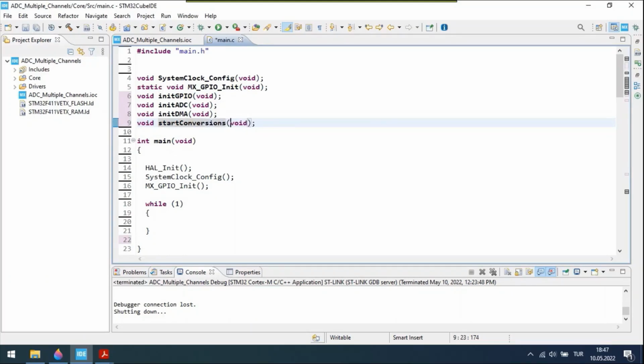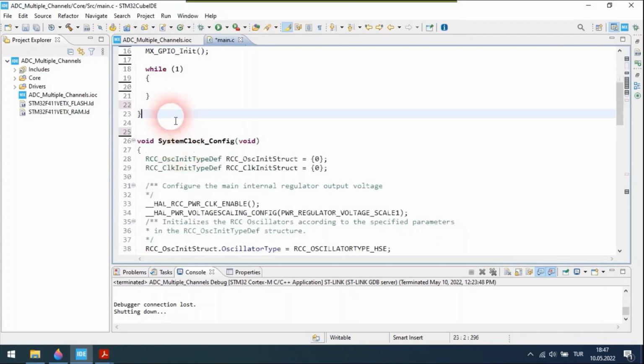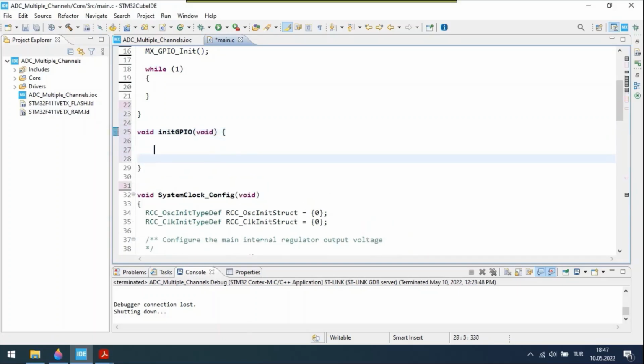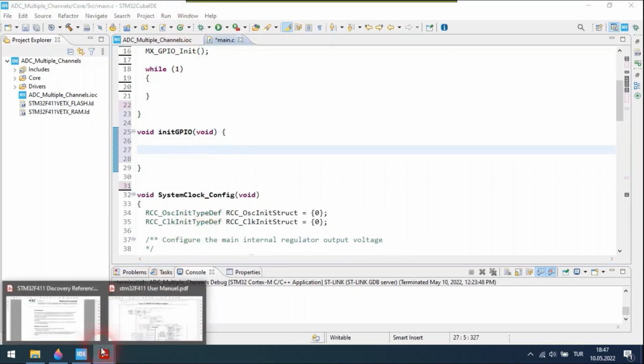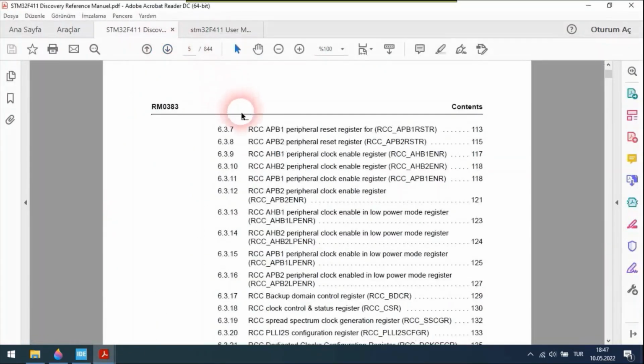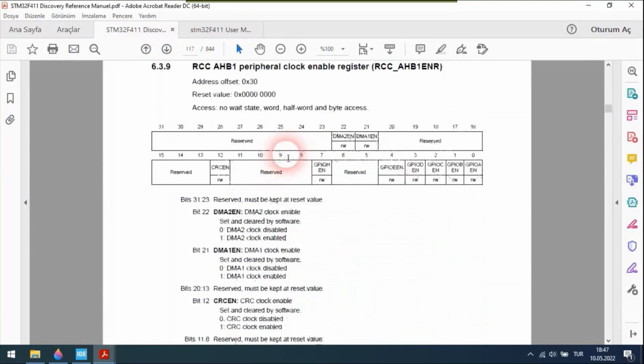Let's start with GPIO configurations. There will be 4 channels to read. Channel 0 is connected to GPIO A pin 0, Channel 1 is connected to GPIO A pin 1, Channel 2 is connected to GPIO A pin 2, Channel 3 is connected to GPIO A pin 3. Enable GPIO A clock.